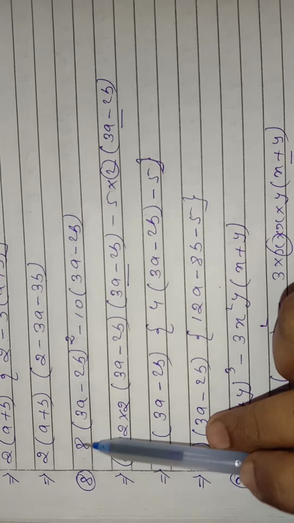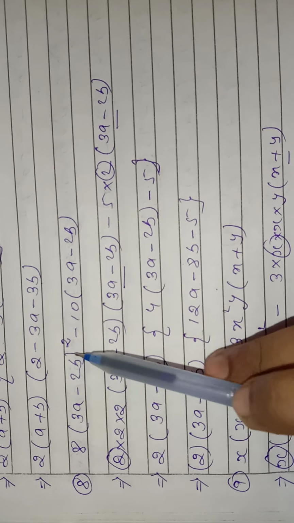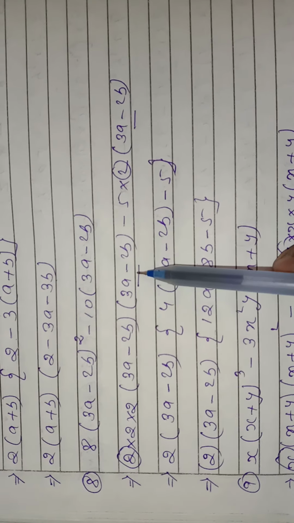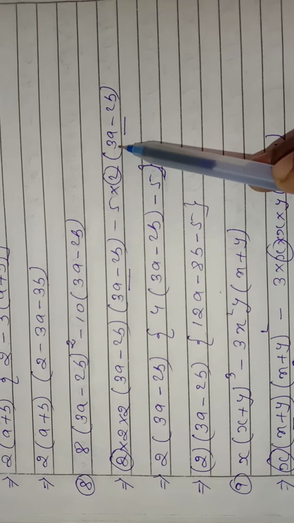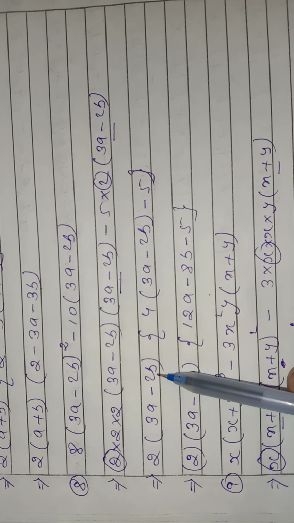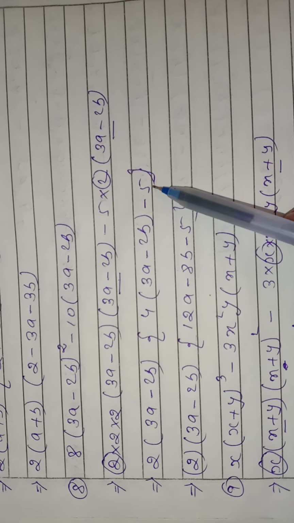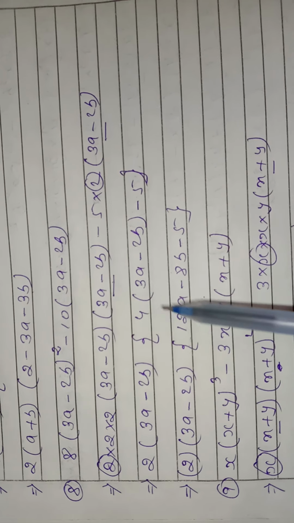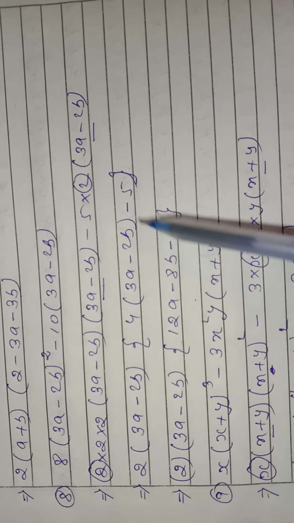Question number 8, same way. 2 2 is a 4, 4 2 is a 8. Square that means same number twice. Minus 5 2 is a 10. A minus 2b. Common one on the one side and the rest of the numbers on the other side. We can multiply. 4 3 is a 12a, 4 2 is a 8b minus 5.